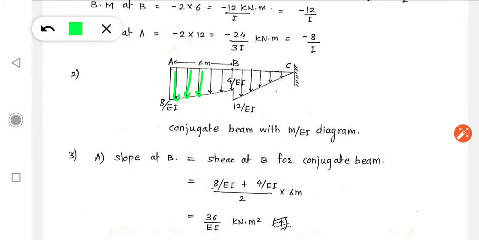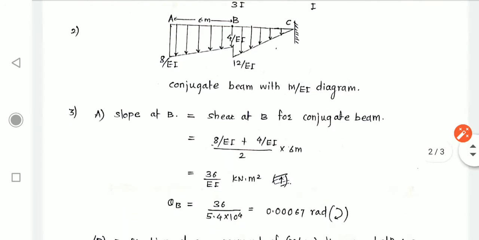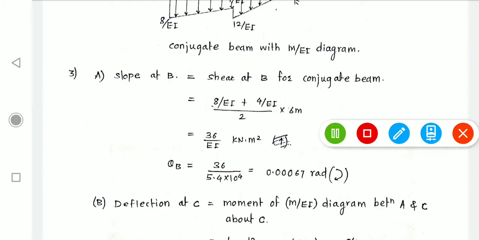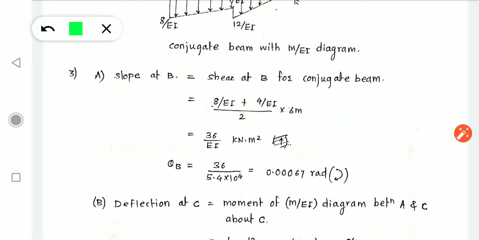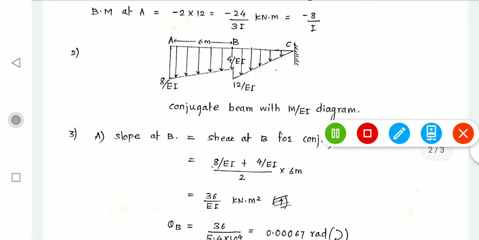Now I hope you understood this part. Now I have taken a fixed support on the free side, and the fixed side is made free. Okay, now the third step is simple. As the definition says, for the slope at any point, because they asked us for theta B, you should take the shear at B for the conjugate beam. Okay, so here we have the conjugate beam with the M by EI loading.